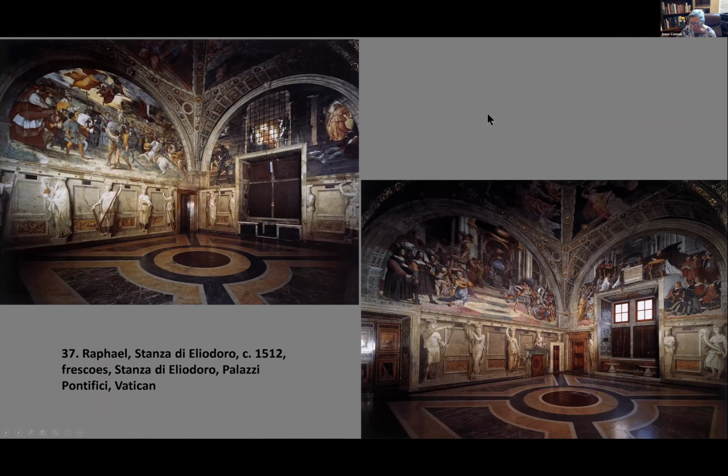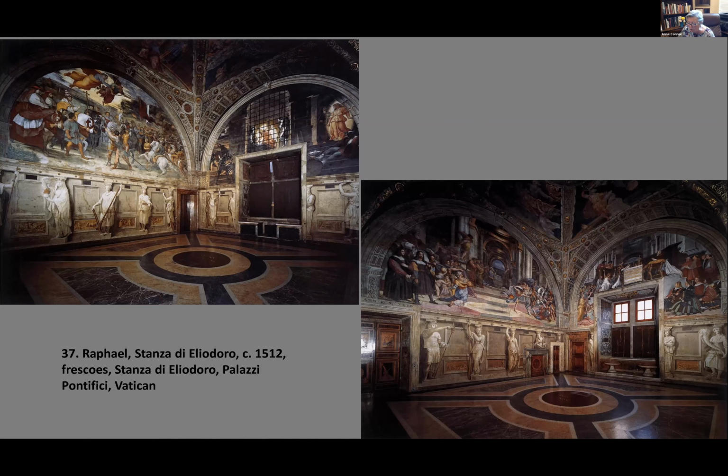In the next room, the Stanza di Eliodoro, that was started almost immediately after that. The cycle was painted between September 1511 and 14, and not to forget that Julius died in 1513. And so it's under his successor that he will complete it, the successor of Julius the second. It's Leo X, who is a Medici, son of Lorenzo the Magnificent.